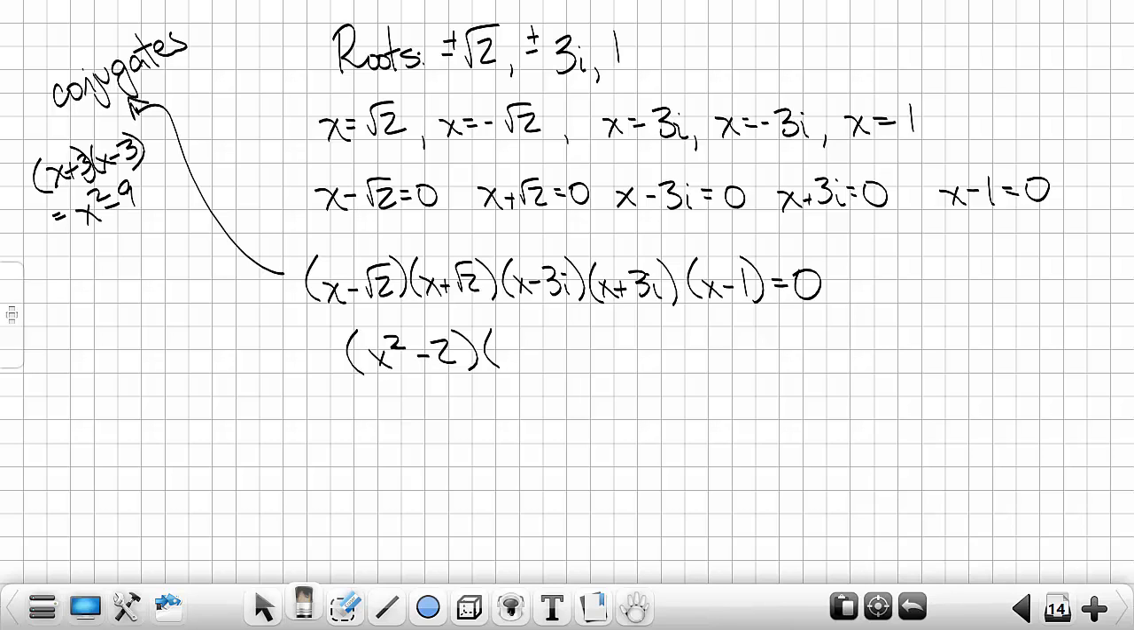Amaya? Preguntas? Okay. You just square that second term. The square of square root 2 is 2. Okay. Guys, this is the last question before your turn, so let's get through it. So, here we're going to get x squared minus 9i squared.